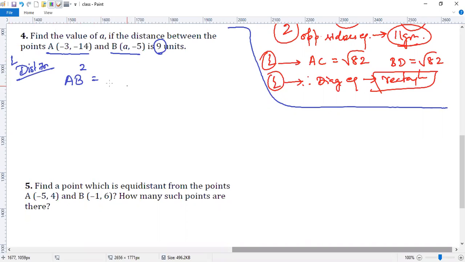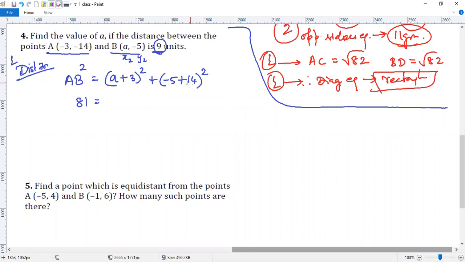So AB squared is equal to, this is x2 and this is y2, so x2 minus x1: A minus of minus 3 will be plus 3, whole squared, plus again minus 5 minus of minus will be plus 14, whole square. This is AB squared. And they have given AB as 9 units, right? So I can take 9 squared, which is 81 over here. Simplify, what will you get?